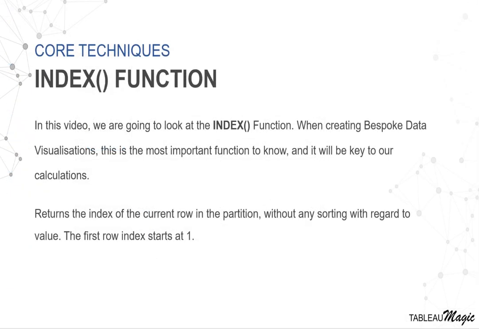So there we have it. In this video, we looked at the index function. By the Tableau's definition, it returns the index of a current row in the partition without any sorting with regards to value. And index starts at 1.